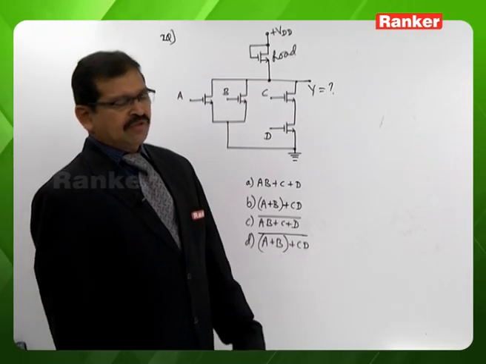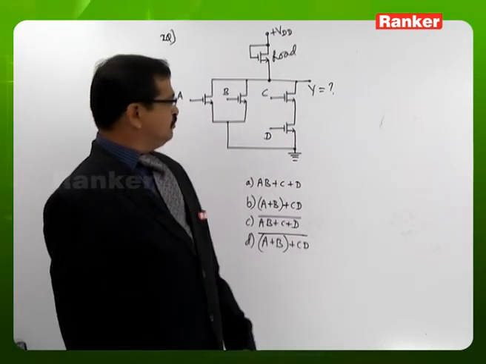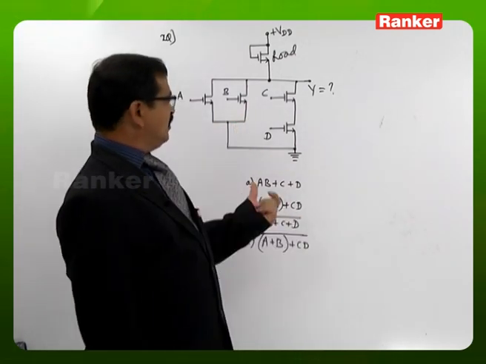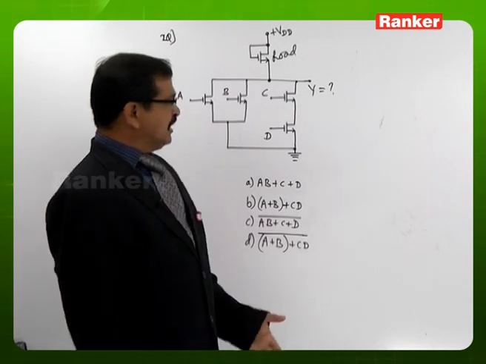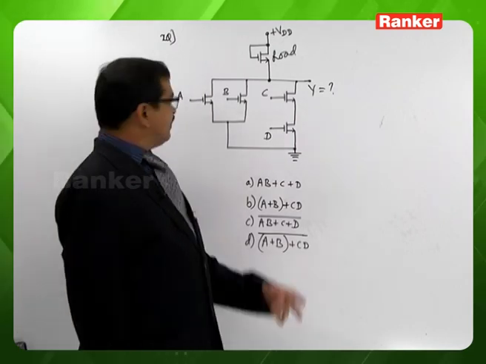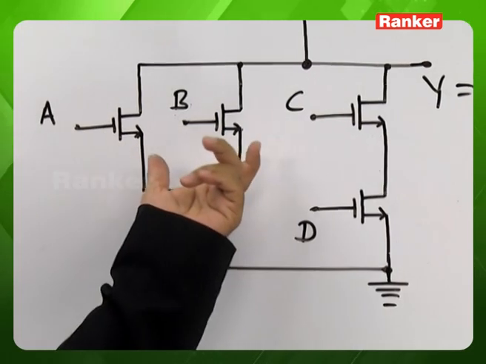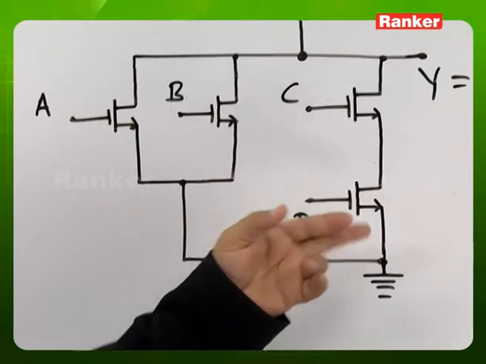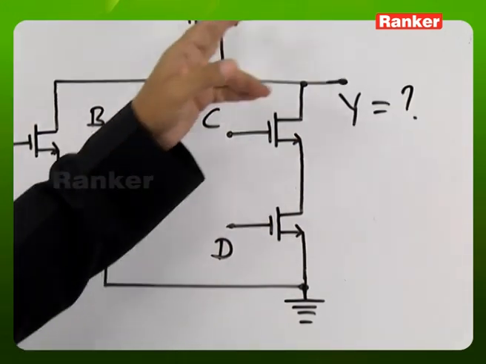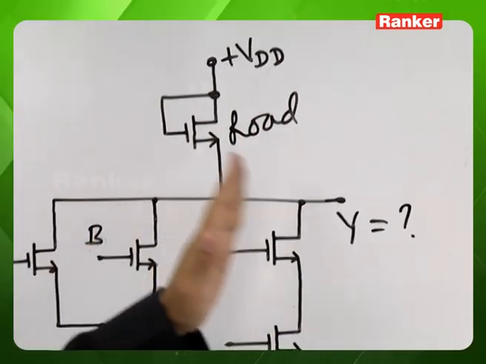Let us take another question. What is the Boolean expression which is implemented by this MOS circuit? In the given MOS circuit, all the FETs are N-channel MOSFETs. We need to recognize the Boolean expression implemented by this circuit. The transistors corresponding to the A and B inputs are in parallel, whereas the two transistors corresponding to the inputs C and D are in series. And this transistor, of course, is a load to the total circuit.